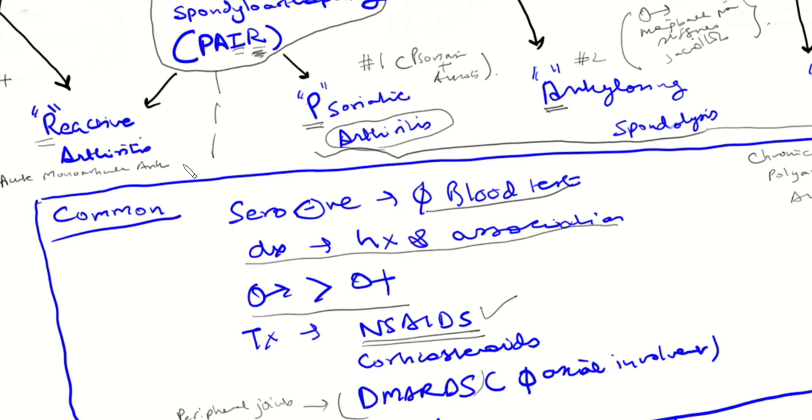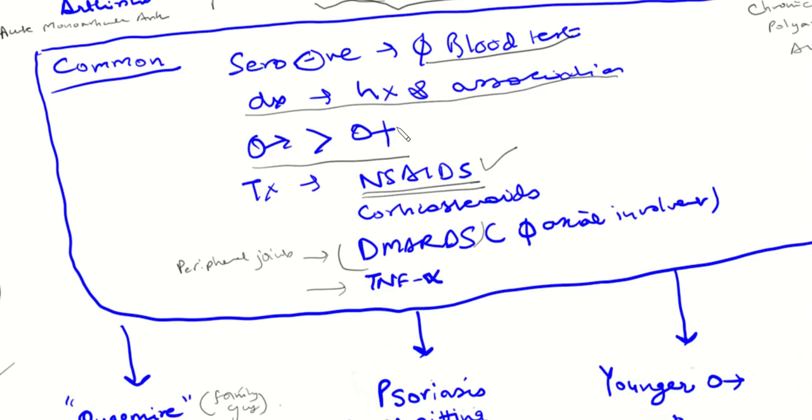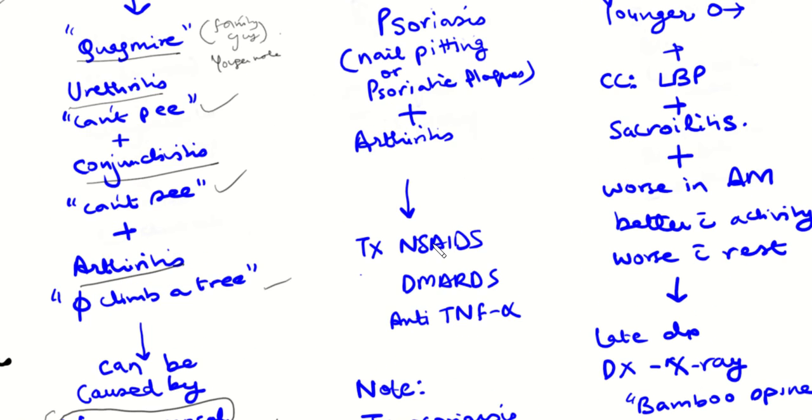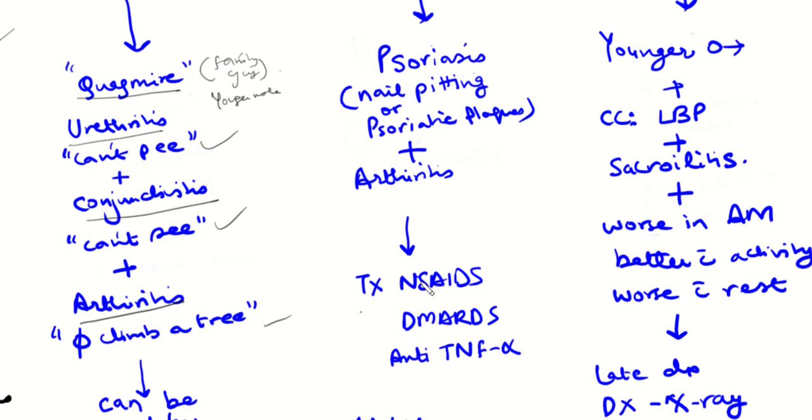That's reactive arthritis, and that's acute monoarticular. The other three, psoriatic, ankylosing, and IBD, are chronic polyarticular. And again, if you have psoriasis or psoriatic lesions, pitting of the nails, and now you have arthritis, you've got psoriatic arthritis. How do you treat it?